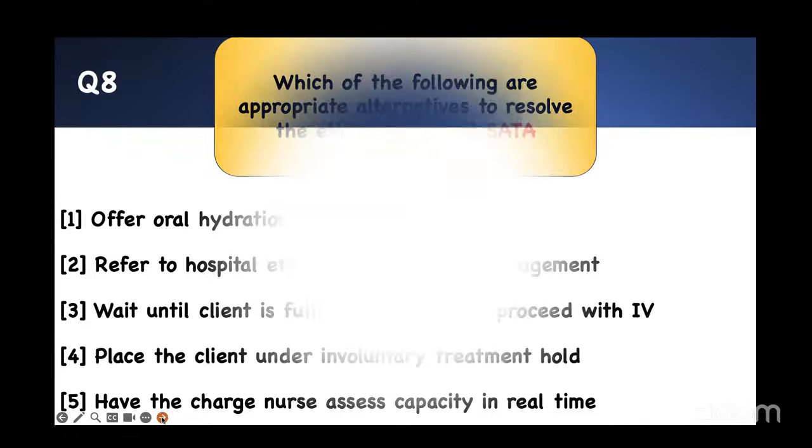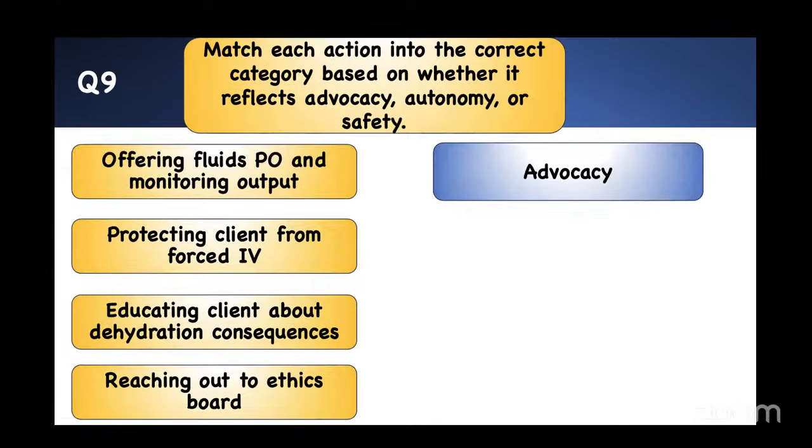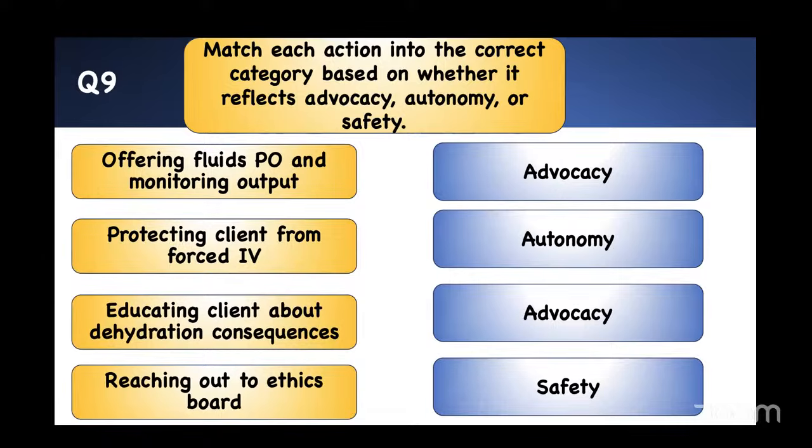Never leave capacity alone. And number 9, match each action to the correct category based on whether it reflects advocacy, autonomy, or safety. So you have eight pieces of information here. Which of these indicate advocacy, autonomy, or safety? Offering fluid, PO, and monitoring output.